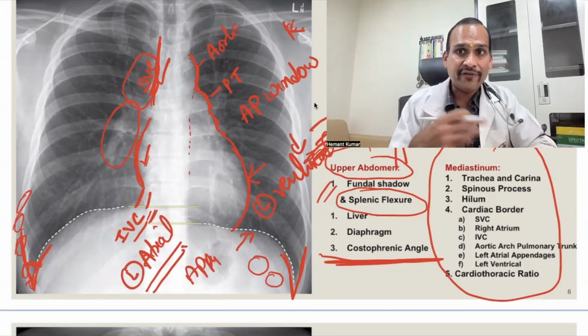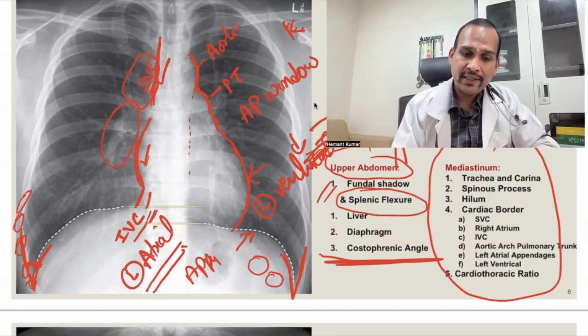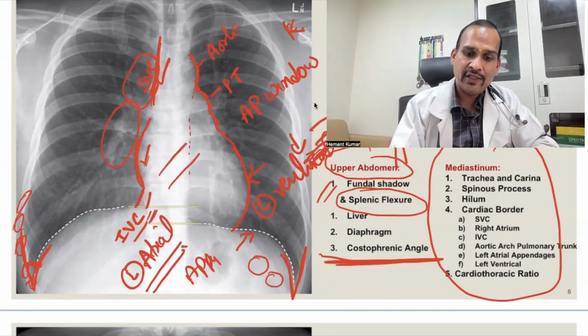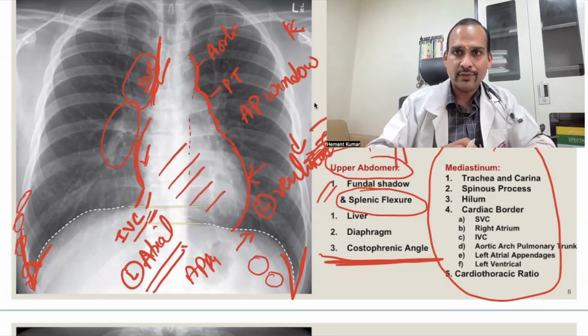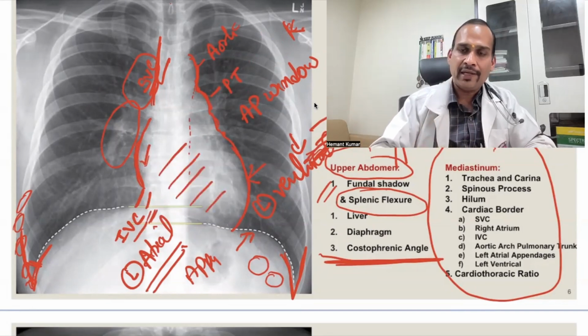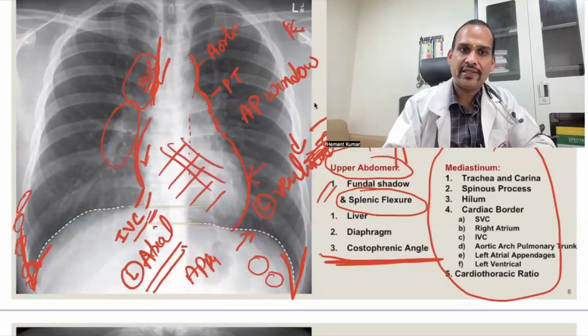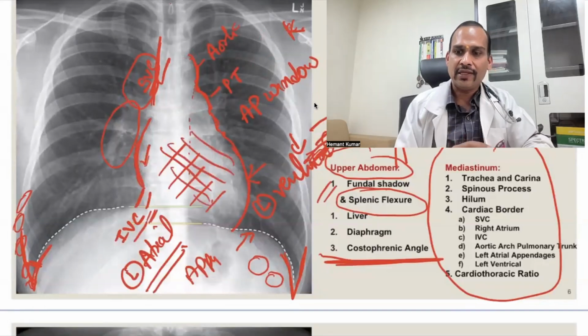So where is the right ventricle? The right ventricle is an anterior structure, so it will come here. Since this is a 2D image, we cannot see the right ventricle, but the right ventricle lies on the anterior side. Okay, so this is the mediastinum.